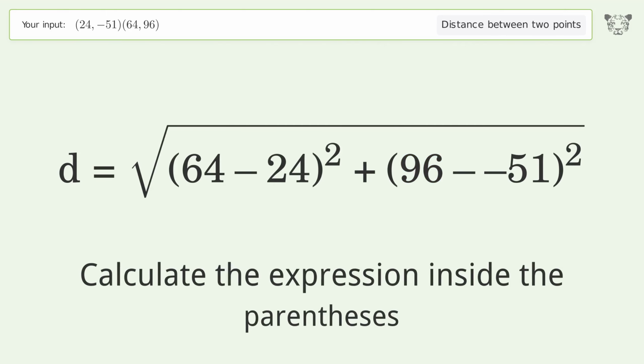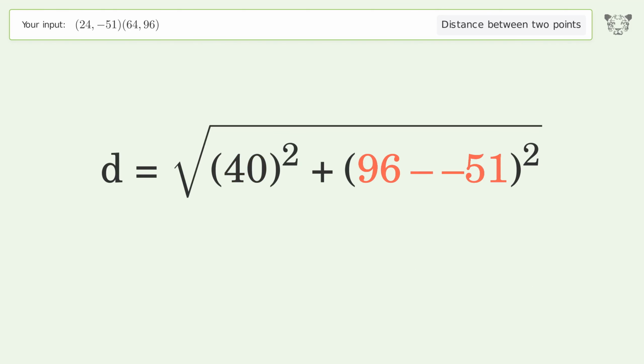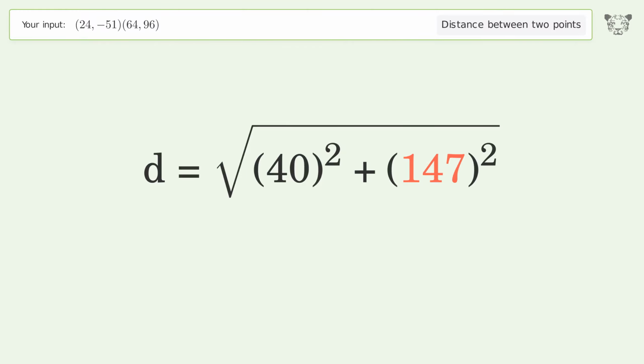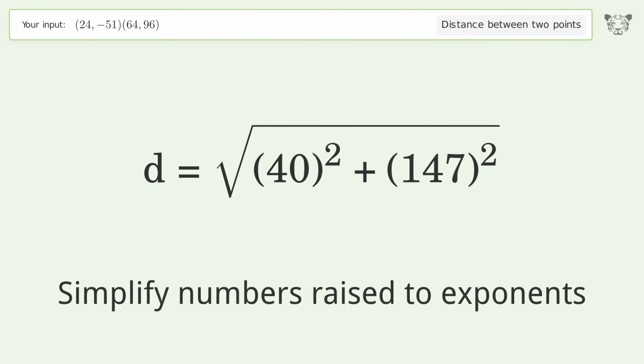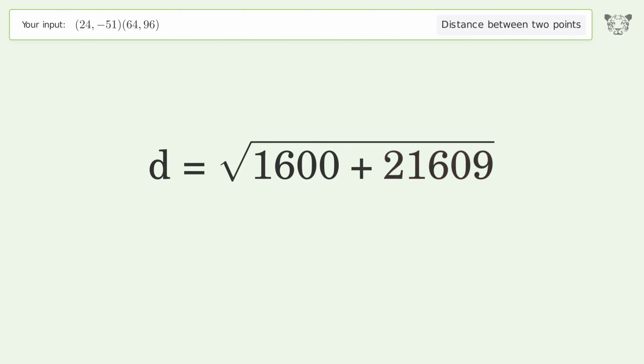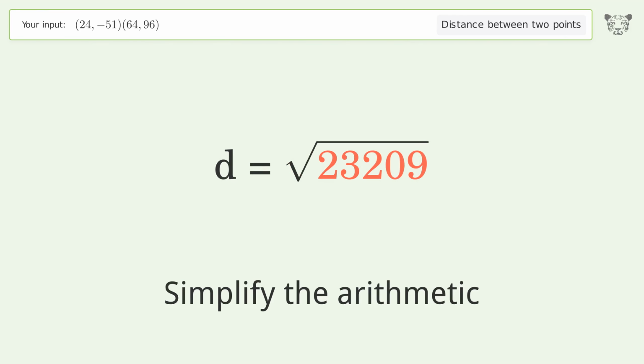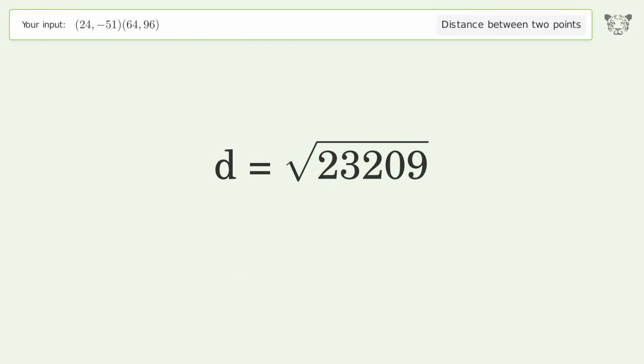Calculate the expression inside the parentheses. Simplify numbers raised to exponents. Simplify the arithmetic. And so the distance between the 2 points is the square root of 23,209, or 152.345.